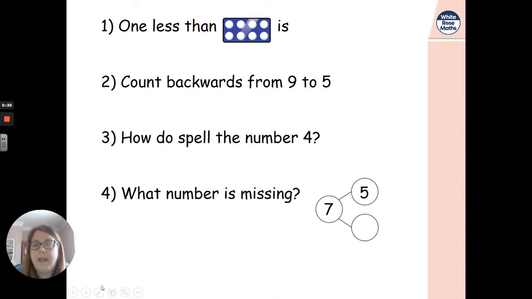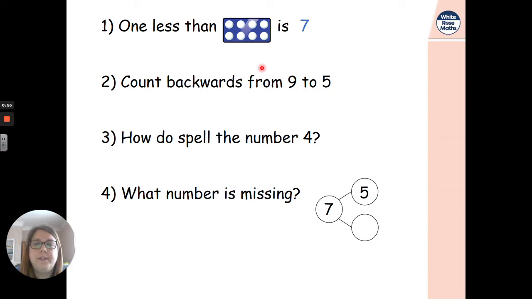So, one less than this number. So I'll just turn my pen on. One less than this number is what? So we first of all need to work out what this number is. It is 8. So 8, 1 less than 8 is 7, isn't it? Well done if you got that right.